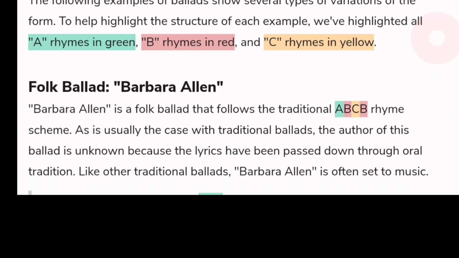Ballad examples. The following examples of ballads show different types of variation of the form. To help highlight the structure of each example, we have highlighted the A rhyme in green, the B rhyme in red, and the C rhyme in yellow.